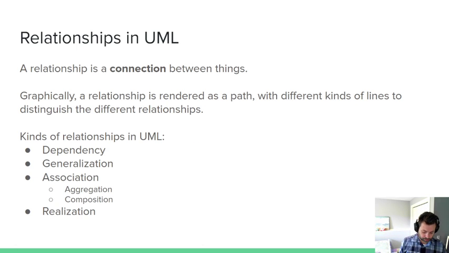First things first, we need to start talking about the actual aspects of UML. We're going to start with the relationships because they're quite important. So relationships are connections, right? They're paths of communication between objects.